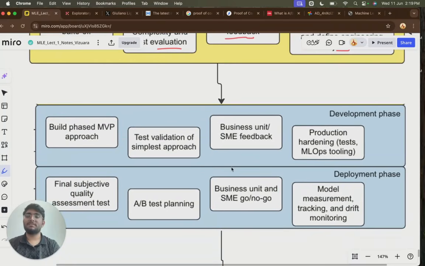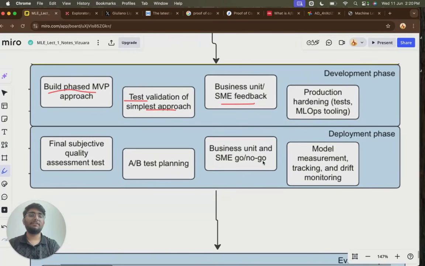In the development phase, we'll build a phased MVP approach, that is minimal viable product. Then we'll test the validation of the simplest approach. Then we'll get the feedback from the subject matter experts. Then we'll have production hardening tests like MLOps tooling. This will be done in the development phase. So you'll write code which is testable and executable. Then you'll have the final subjective quality assessment.